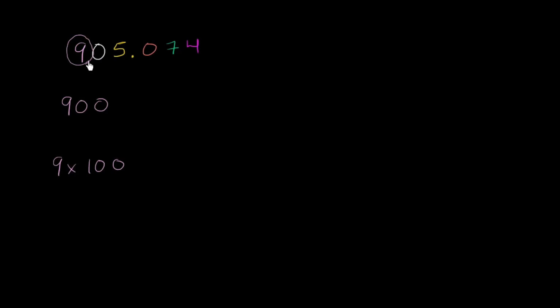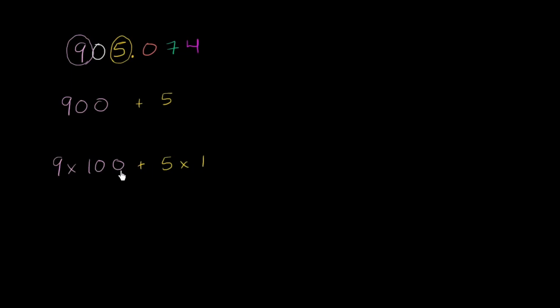It's not adding any value to our expression or to our number. Now we have this 5. This 5 is in the ones place. It literally represents 5 ones, or you could just say it represents 5. Now if we wanted to write it as 5 ones, we could say, well, that's going to be 5 times 1. So far we've represented 905. 900 plus 5, or 9 times 100 plus 5 times 1.